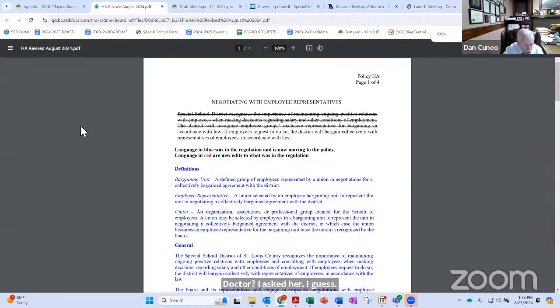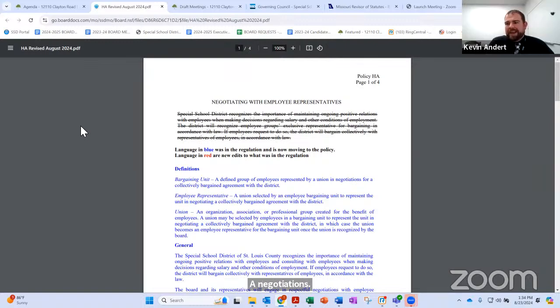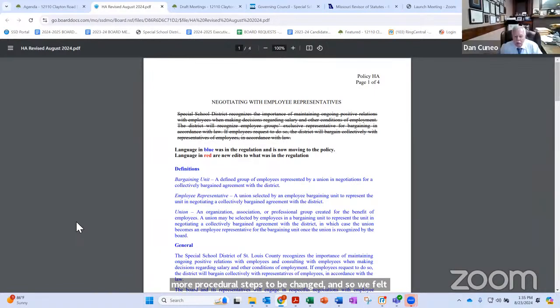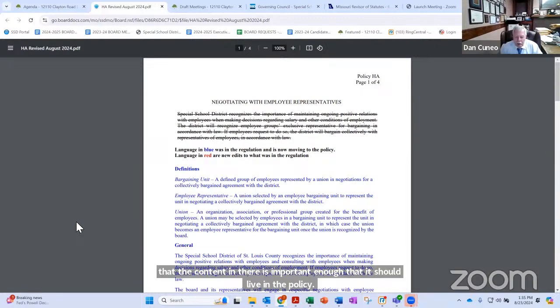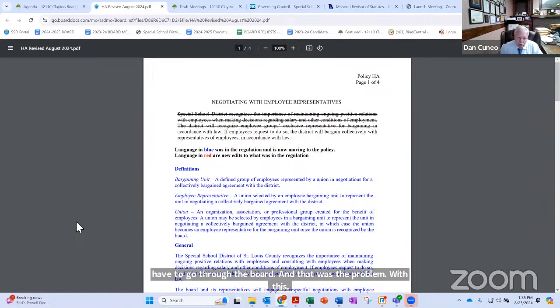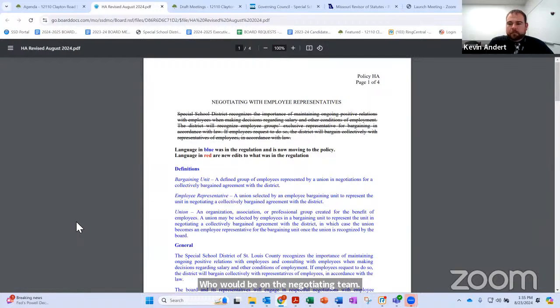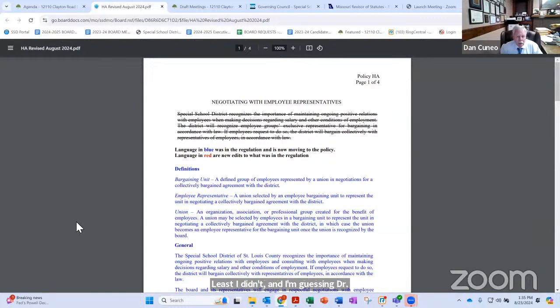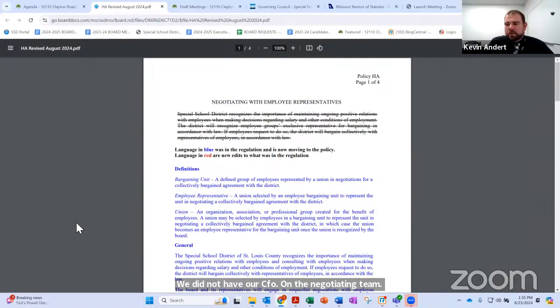All right, HA negotiations. This one, we had a regulation, HAR, where a lot of the really important negotiation pieces were living. We wanted to move that language out of the regulation and into the policy, because the regulation can be changed relatively quickly, where the policy has more procedural steps to be changed. We felt that the content is important enough that it should live in the policy. And if I remember right, a regulation can be changed unilaterally by the superintendent and does not have to go through the board. That was the problem, especially when we talked about who would be on the negotiating team. Nobody on the board, at least I didn't, and I'm guessing Dr. Asner and many of the others, realized that we did not have our CFO on the negotiating team. So the idea is that those important pieces would live in the policy as opposed to the regulation.